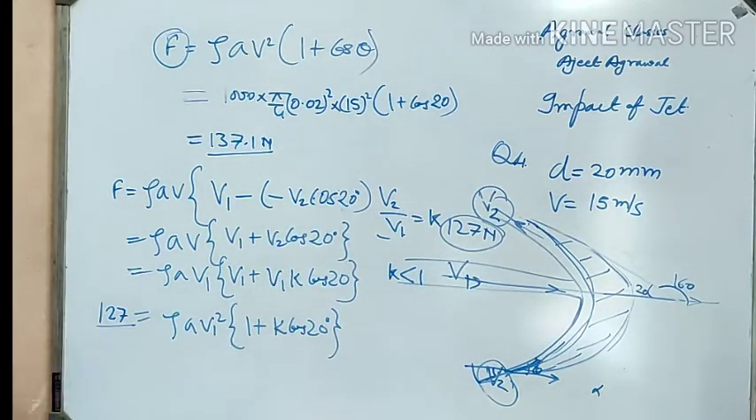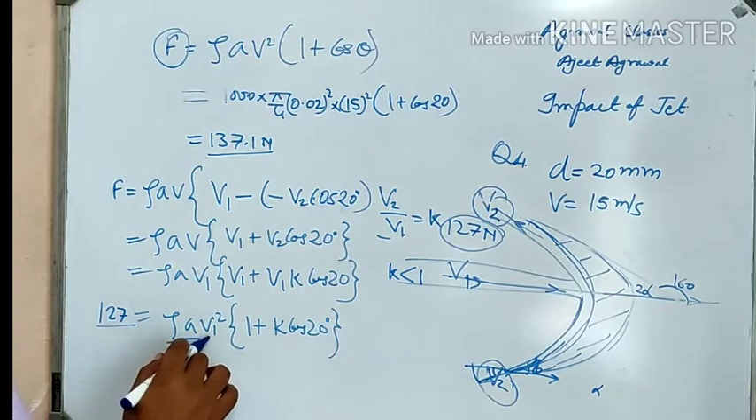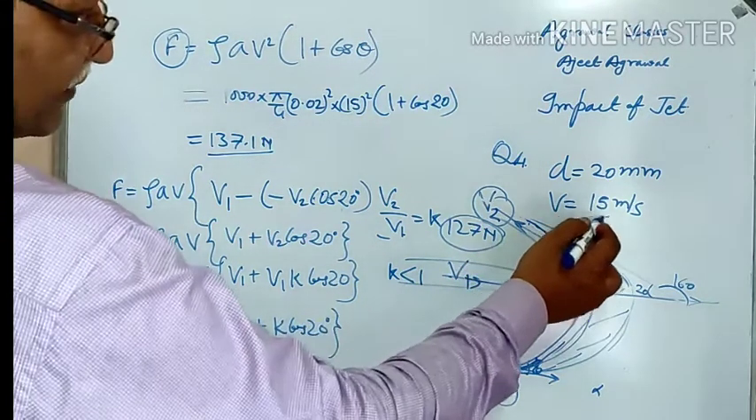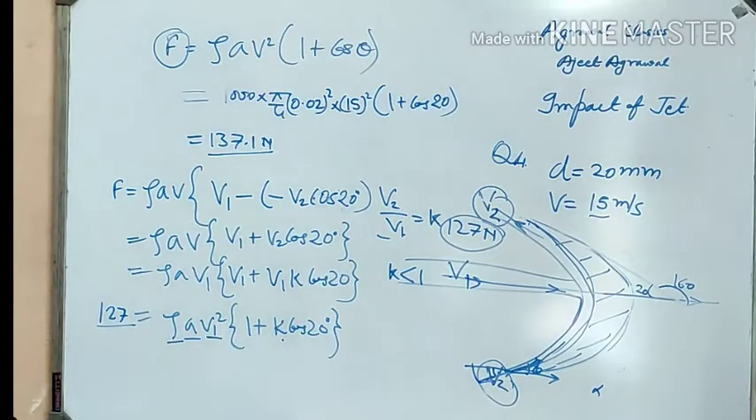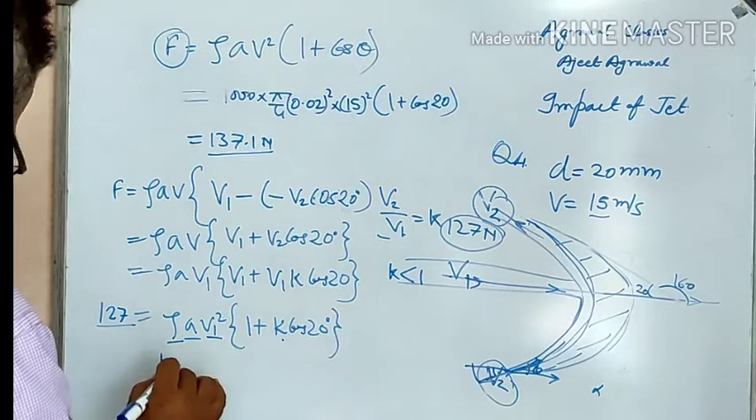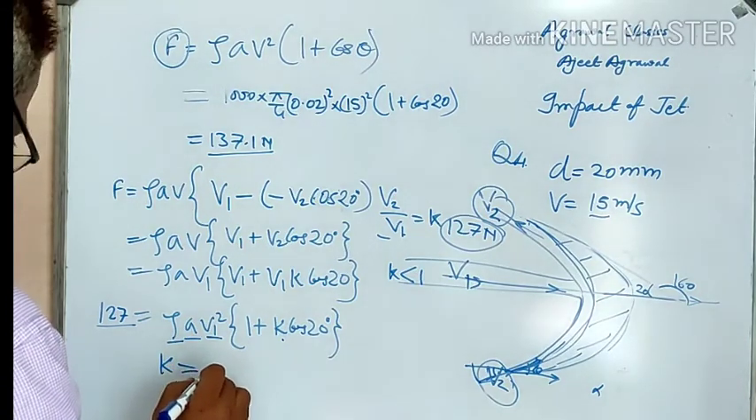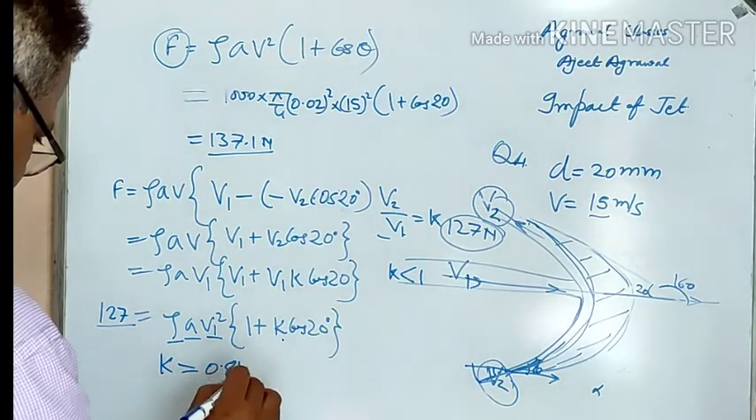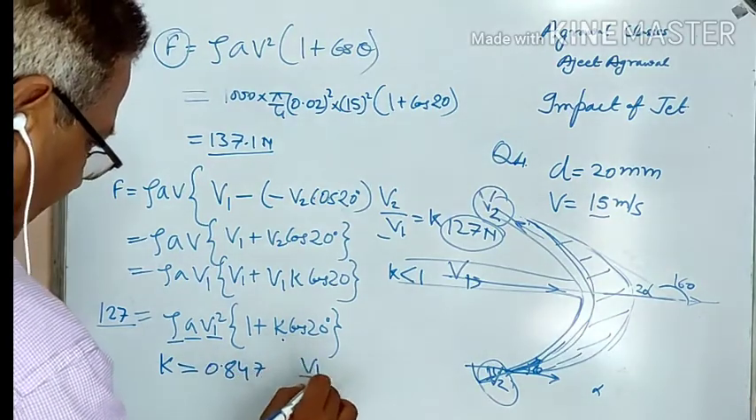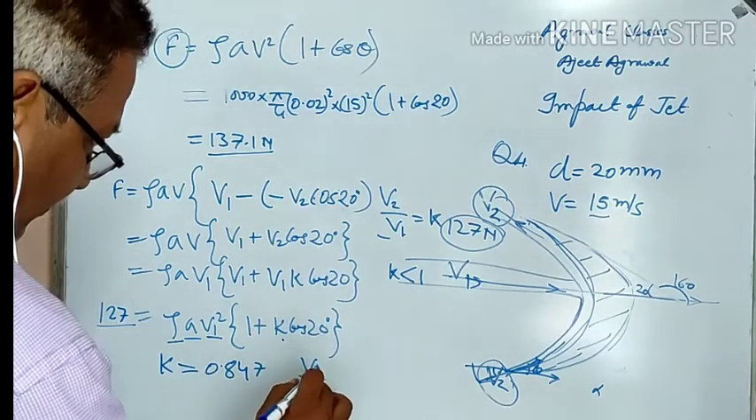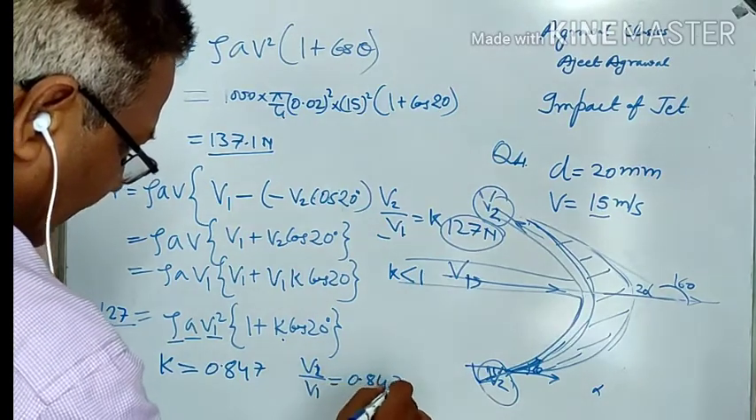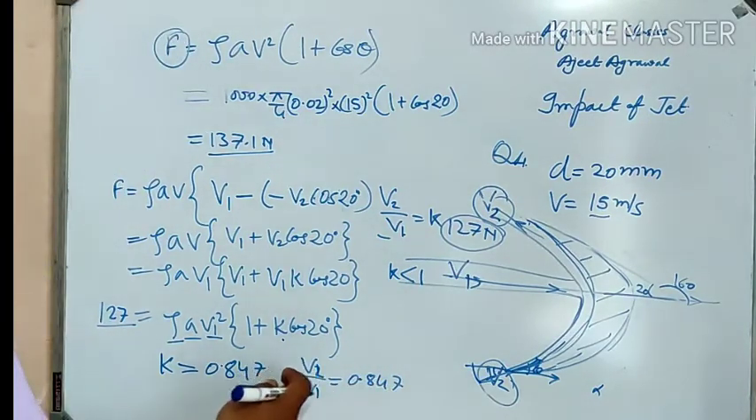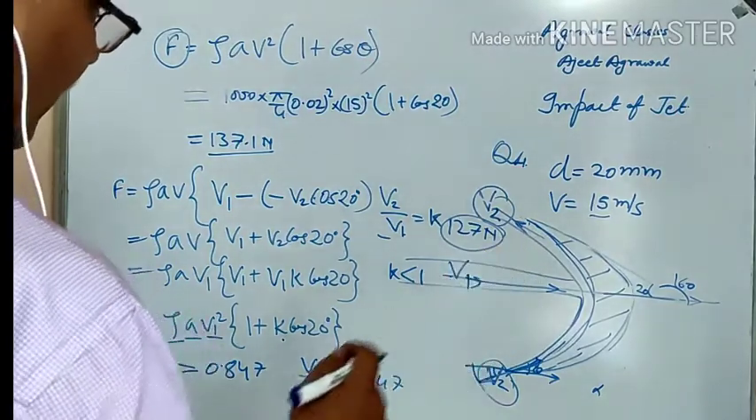So here, writing 127, rho we know, A we know, V1 we will take as 15 meters per second, V2 is not there in this case, so the only unknown is K. So we will solve it for K. The value of K comes out to be 0.847, that is V2 by V1 is equal to 0.847. If you want to find V2, you can just multiply it by 15 meters per second.